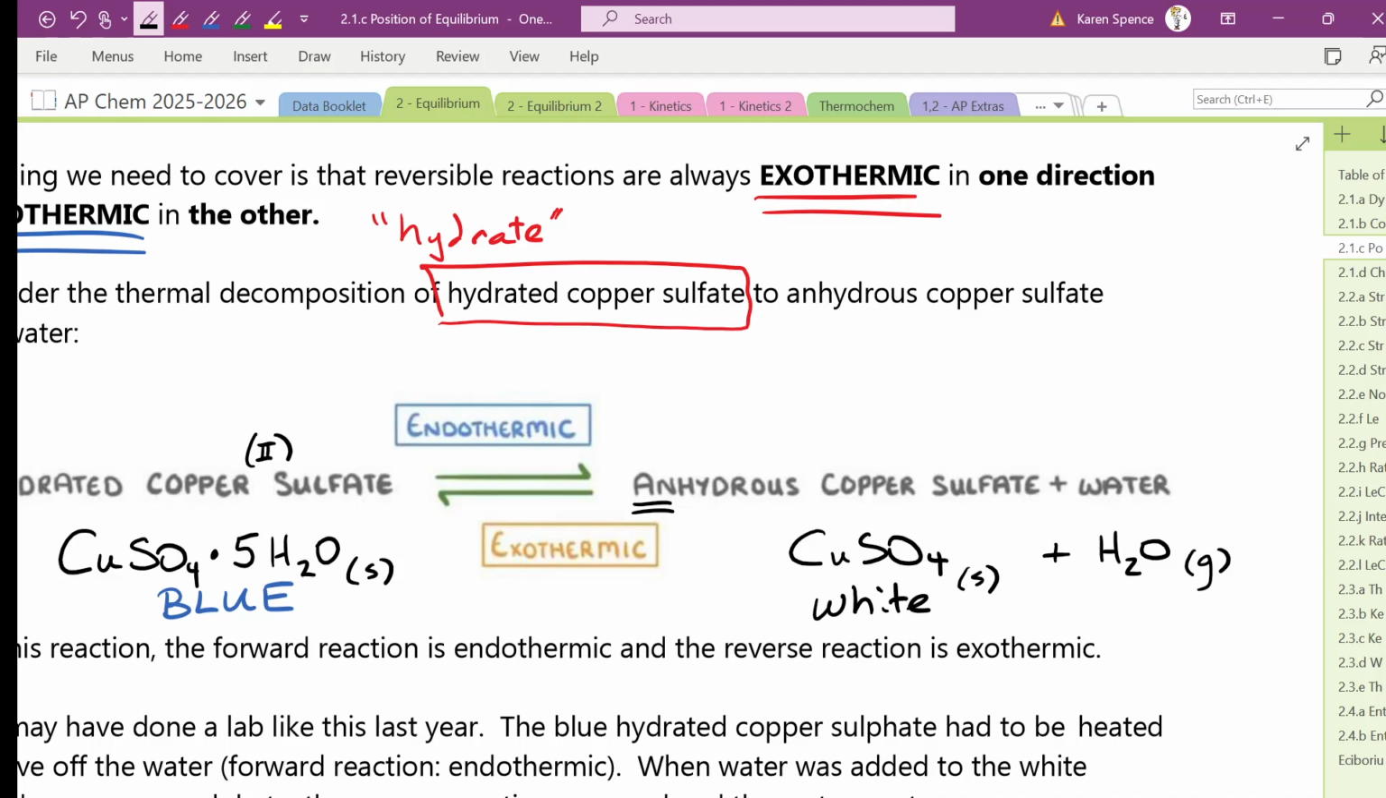If you were to touch the side of the test tube, let's say you made your anhydrous salt, and you let it cool down so it's just cool now. And then you put the water in, it turns blue. What would you expect to feel when you touch the test tube? Have a little chat about that. What would you expect to feel when you add the water back in?